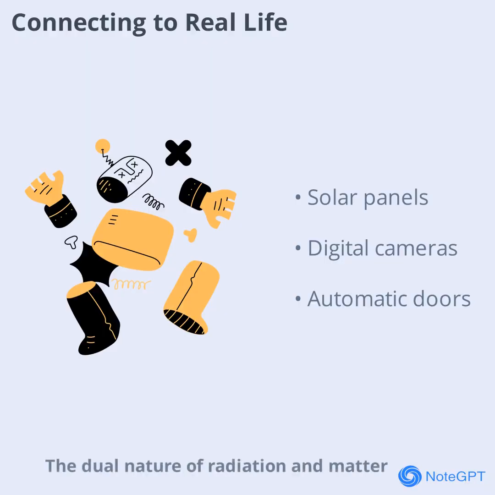The dual nature of radiation and matter isn't just a theoretical concept, it has real-world implications. Technologies like solar panels, digital cameras, and even automatic doors rely on the principles discussed in this chapter. Understanding these applications can make the subject more interesting and relatable.